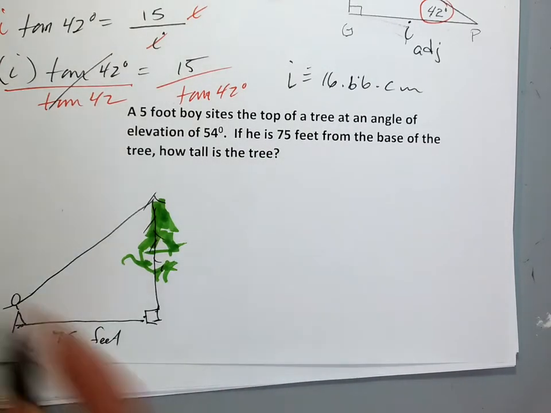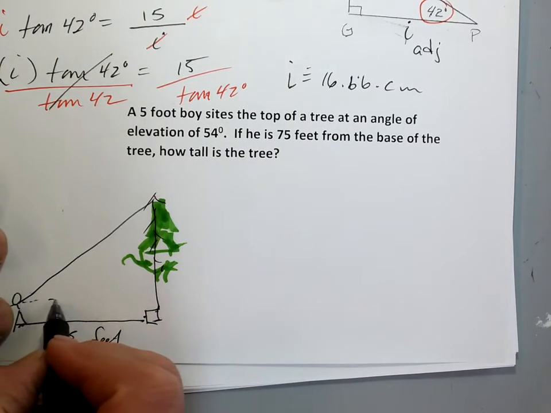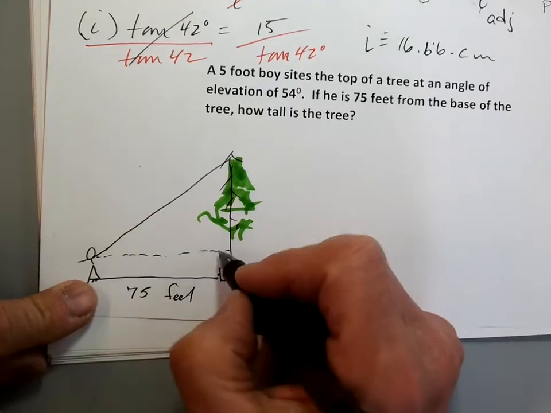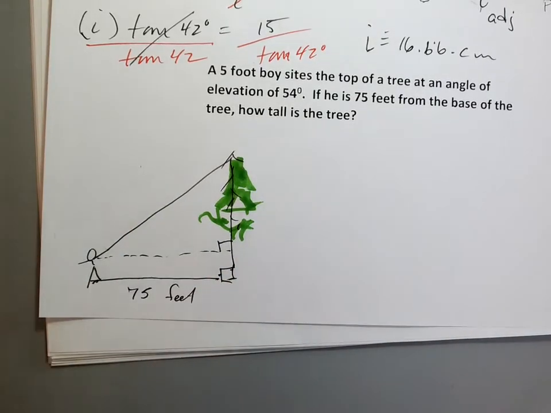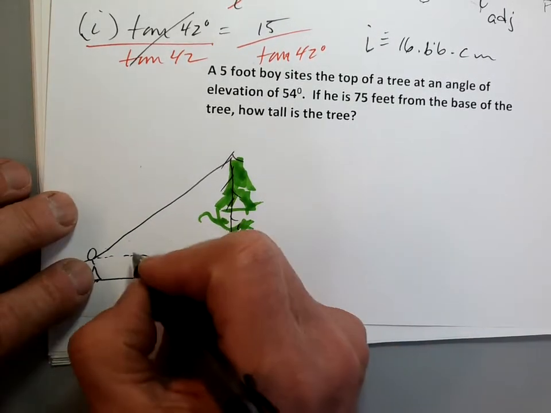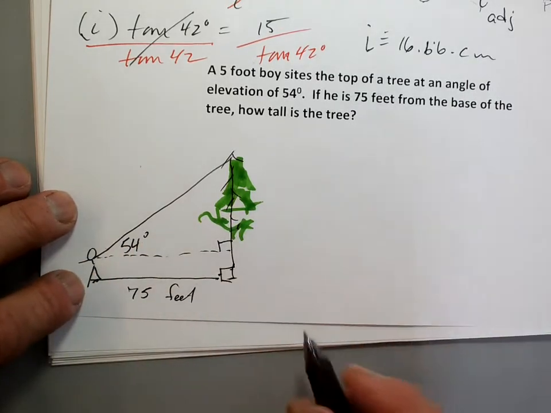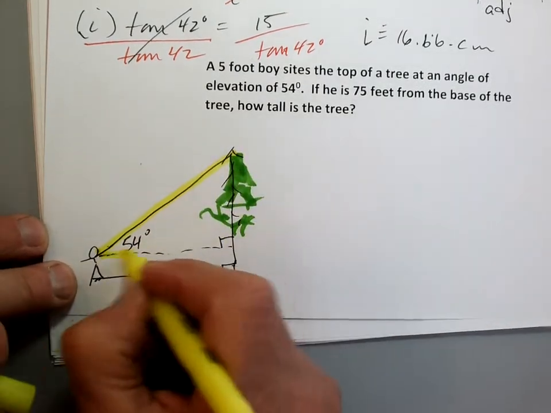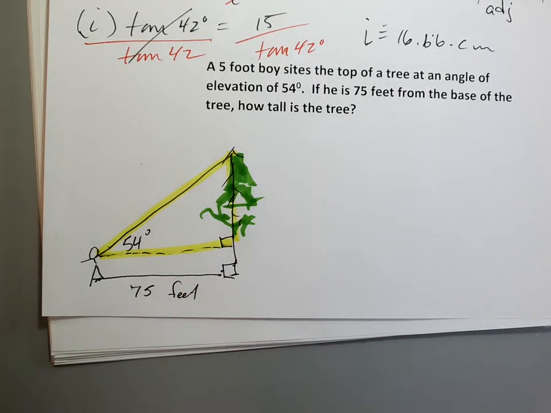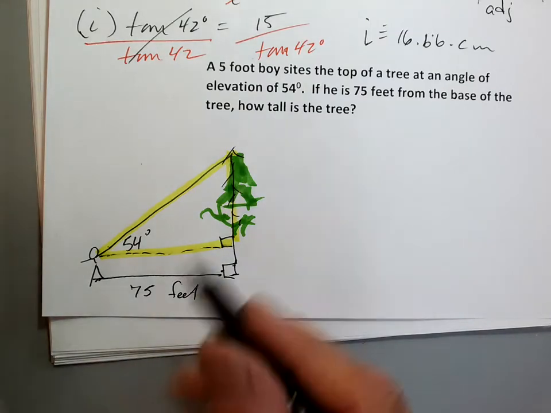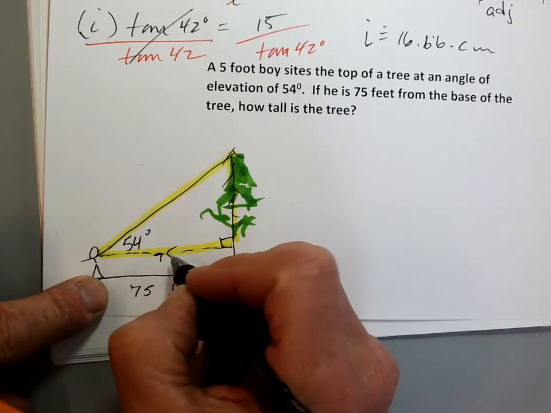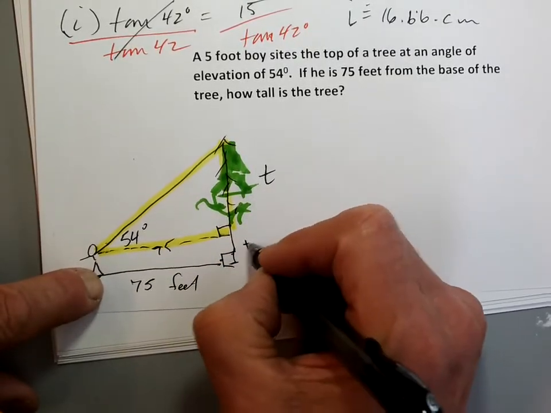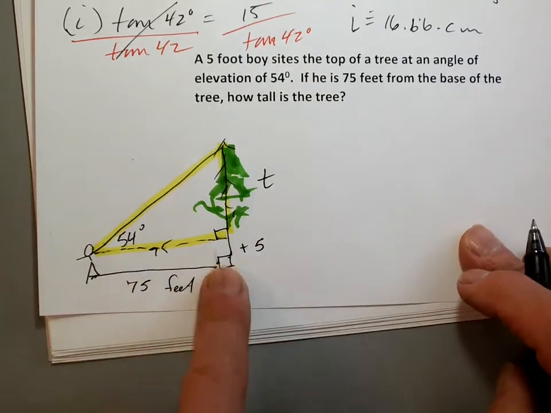Now, the thing is that the sighting is from his eye. So the right triangle is suspended by 5 feet. Okay, so let's check that out. So here's his 54 degrees. The triangle I'm looking for is suspended, so it's up by 5 feet because the boy is looking at it from his eye. So there's my triangle, and 75 is there. And I want to find the height of the tree. When I find the height of the tree, let's call that T for tree, I'm going to add 5 feet in because the triangle is suspended by 5 feet.